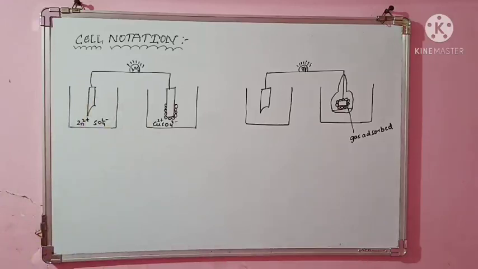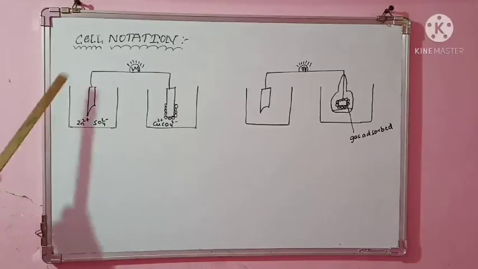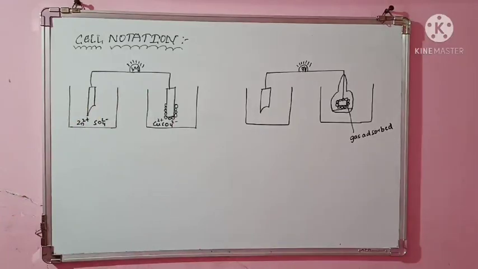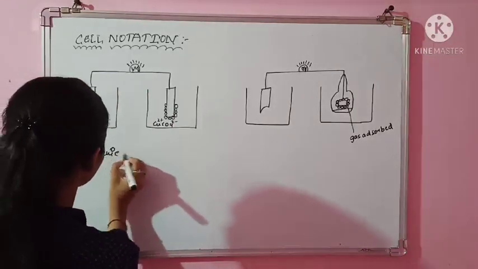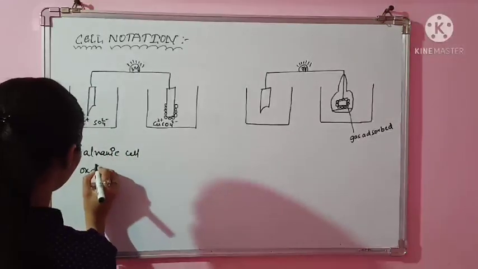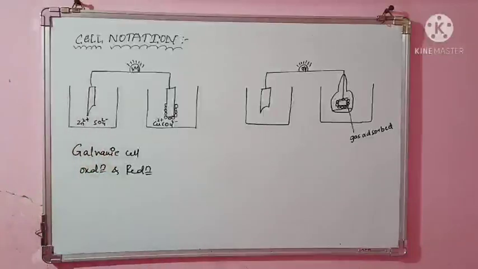So here I have taken two cells. First let us understand the cell setup. Here I have taken a galvanic cell. You know that in a galvanic cell, we have oxidation on one side and reduction on the other side, so totally a redox reaction will take place. Next, you have to understand how the setup will be in a galvanic cell.